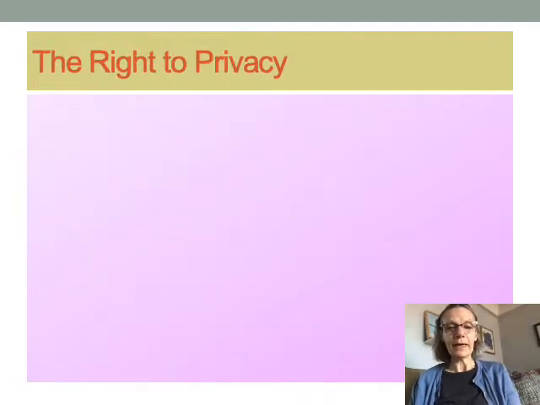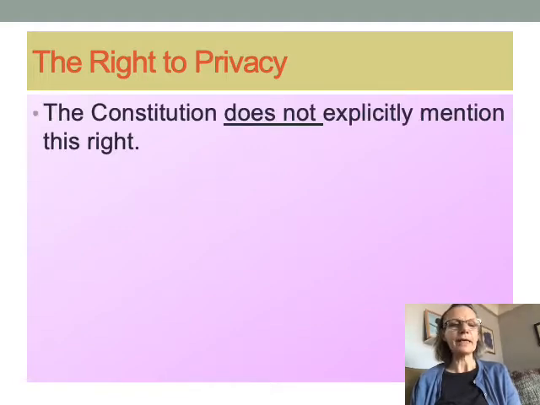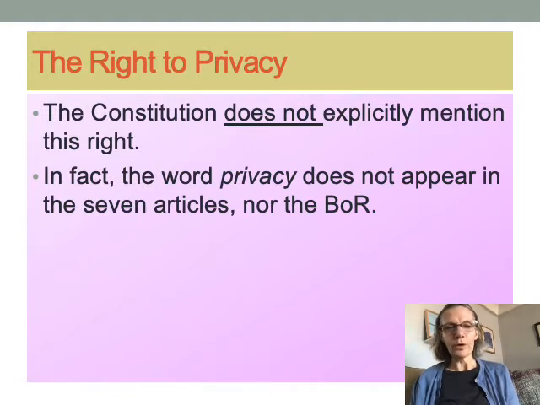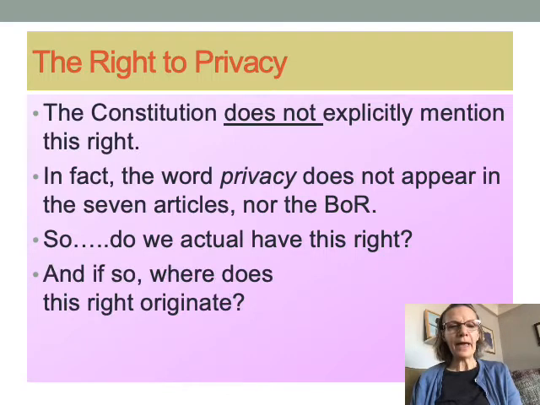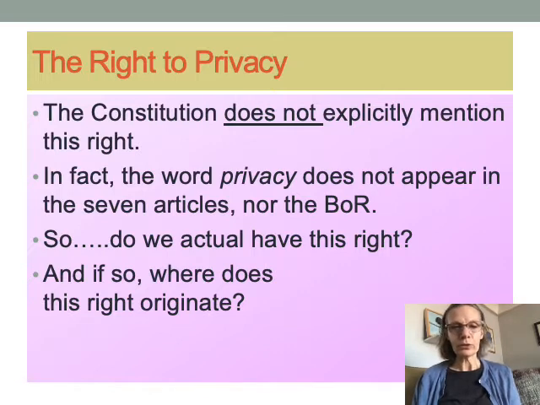So one of the seemingly controversial aspects of the right to privacy is the fact that the Constitution does not explicitly mention this right. In fact, the word privacy does not appear in the 7 articles of the Constitution, nor does it appear in the Bill of Rights. And so there's always been a question about, well, do we actually have a right to privacy? And if we do have a right to privacy, where does this right originate from constitutionally? And so in the next couple of slides, we're going to be taking a look at where the right to privacy is founded within the Bill of Rights.